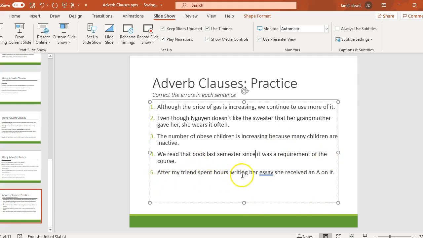After my friend spent hours writing her essay, she received an A on it. This is correct. It just needs a comma because the adverb clause comes first. Okay, everyone, good luck on your quiz, and I hope that you learned a lot about adverb clauses.